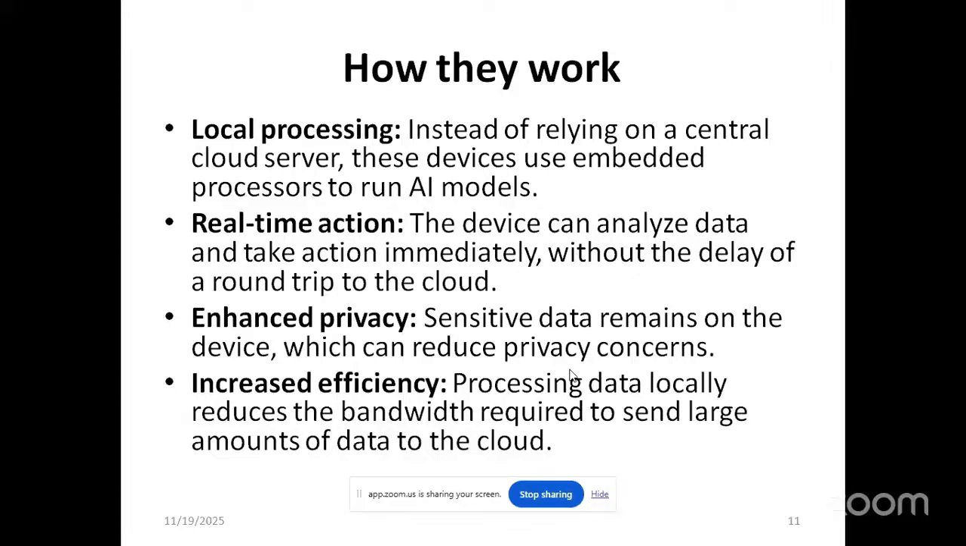Sensitive data remains on the device, which can reduce privacy concerns. It also increases efficiency: processing data locally reduces bandwidth, since it is not necessary to send a large amount of data to the cloud. Only small data is sent to be stored on the cloud server.